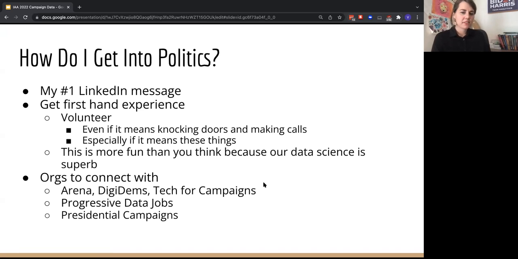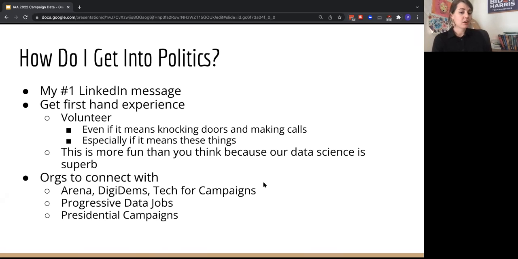Organizations to connect with. The first tier here are some organizations that specifically do training for tech folks who want to do campaign work and help them make that transition. Folks that I've had really positive experiences with: Arena, DigiDems, and Tech for Campaigns. There's also the website Progressive Data Jobs that has all manner of full-time jobs in the data arena.